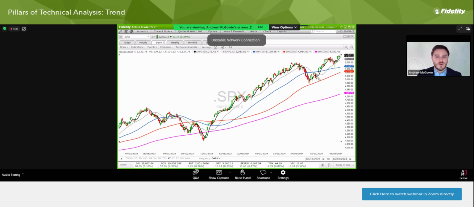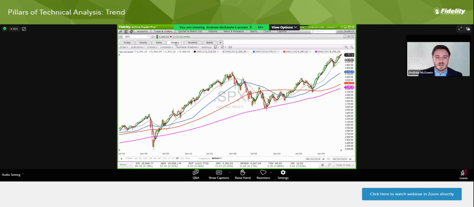We did breach below it here, but since we've got back above it, we haven't really closed below it since then. That has been a major component of support over the last year or so. What if instead of a daily perspective, though, we switch to a weekly perspective?